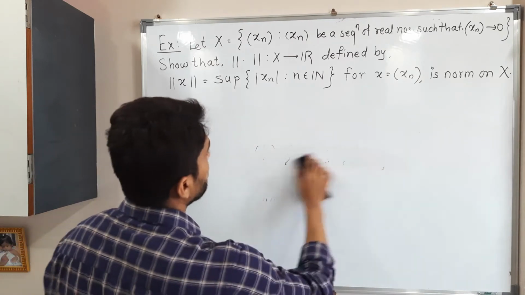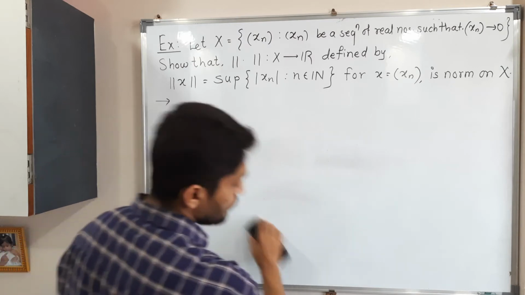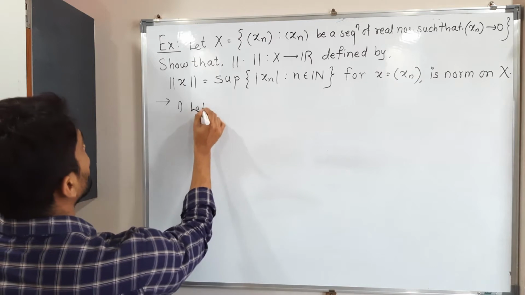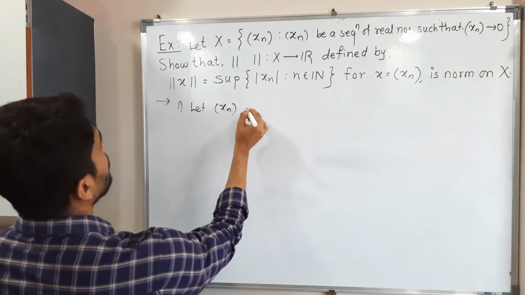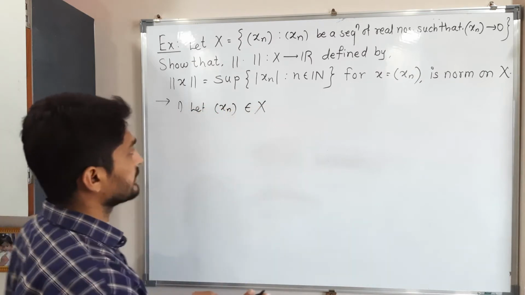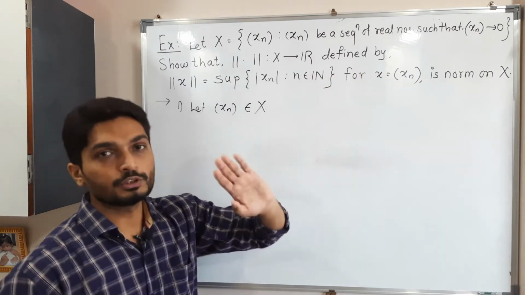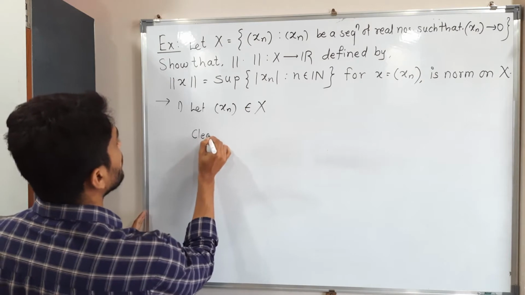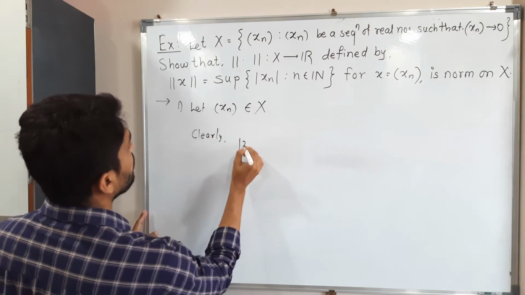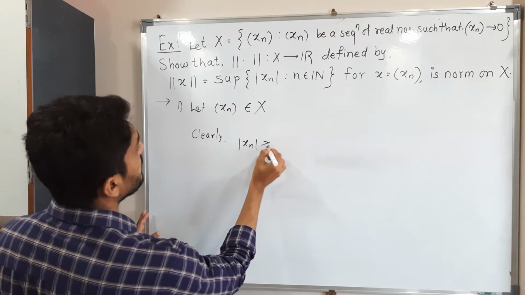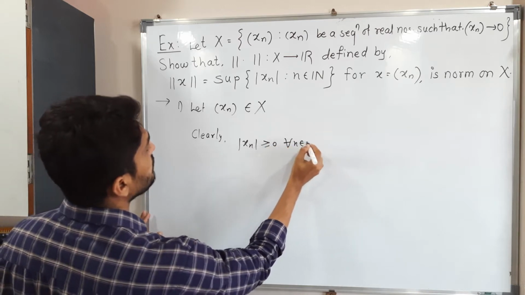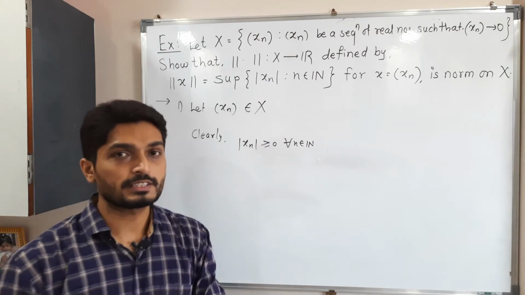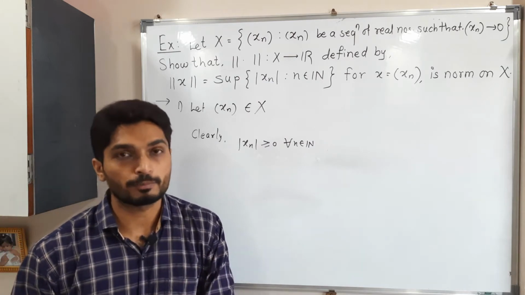See, just a minute, I will remove this part. Okay, so what will I do? I am taking some x_n be a sequence, which belongs to capital X. So obviously x_n converges to 0 by definition of capital X. Clearly, if you take mod x_n, it is greater than or equal to 0 for all natural numbers. Okay, this is a real sequence. Getting? If you take mod, obviously it is greater than or equal to 0, since mod cannot be negative.